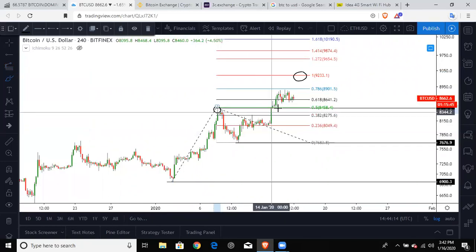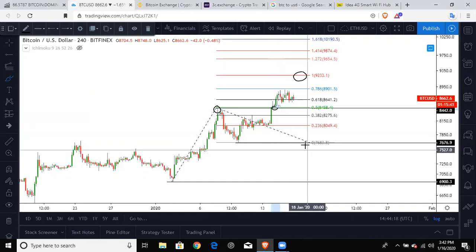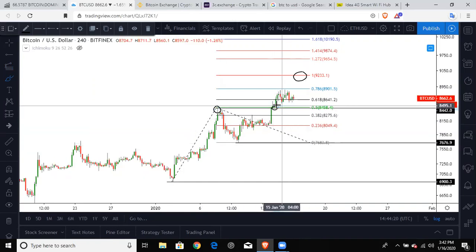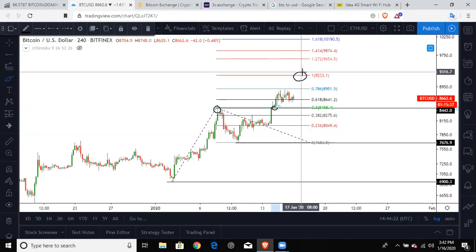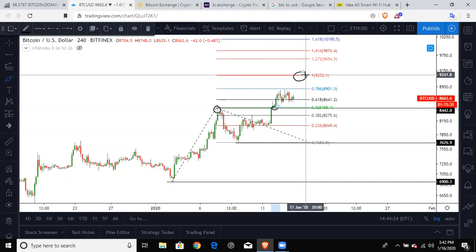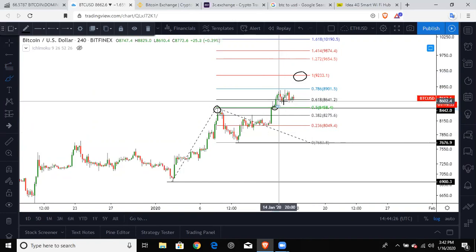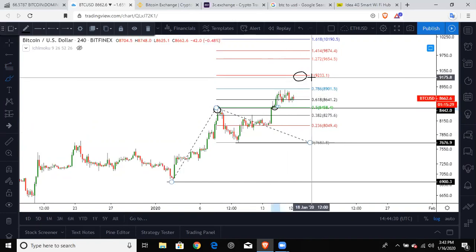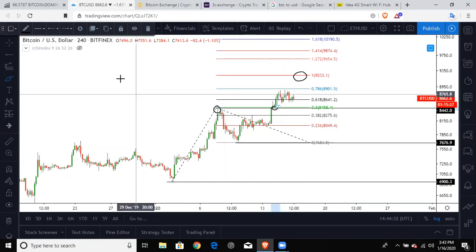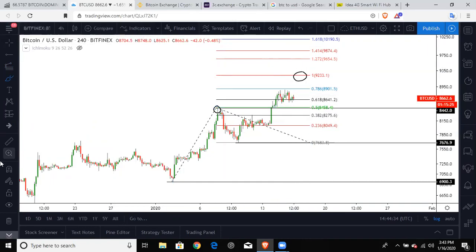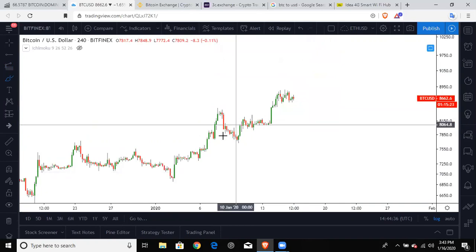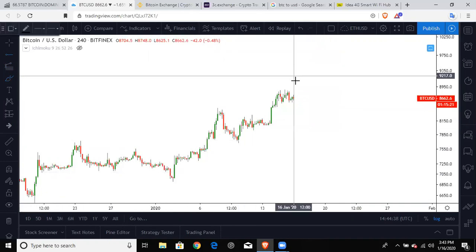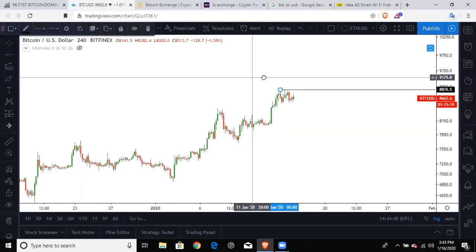So if price doesn't close above this, then it's going to pull back down. But if it closes above it, we're going to shoot for this 1 here. So we should be expecting this 1 probably after this has formed, around here. So I think that's all I'm looking at for this BTC USD.